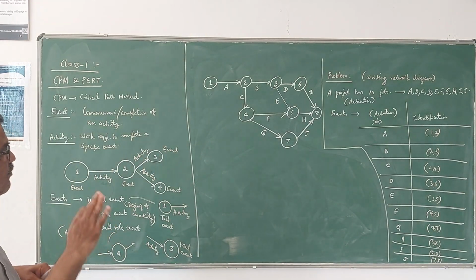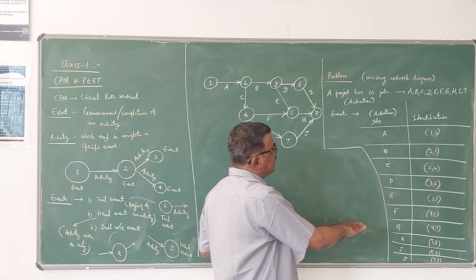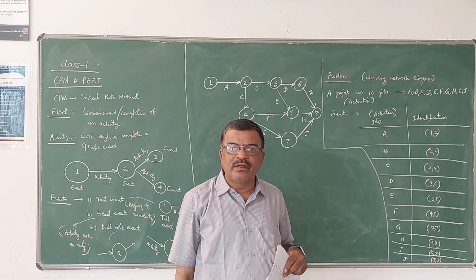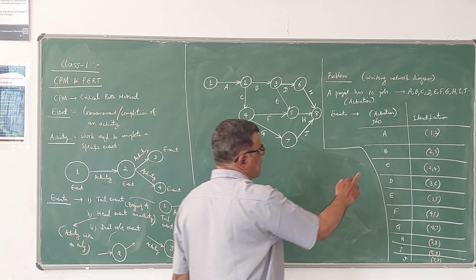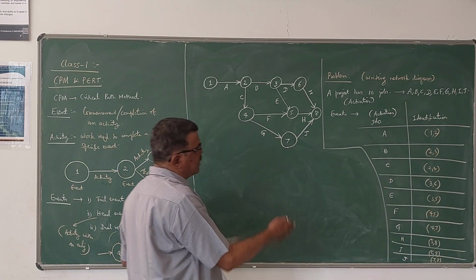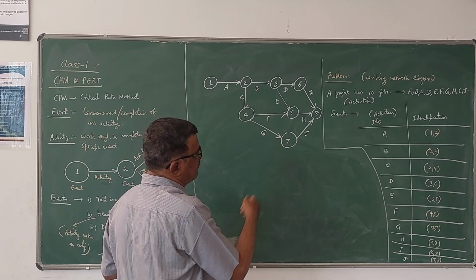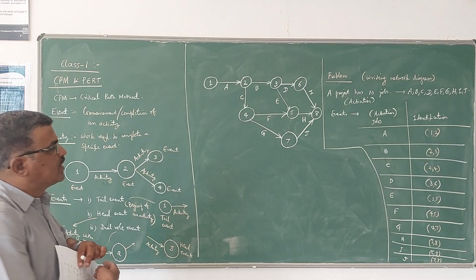Of course, this is the preliminary thing: given the events and the activities, how to write the network. So by knowing these events, 1, 2, 3, 4, they are all the events, and by knowing the jobs A, B, C, D, you can just draw the network diagram like this.